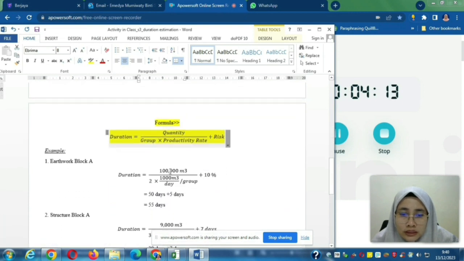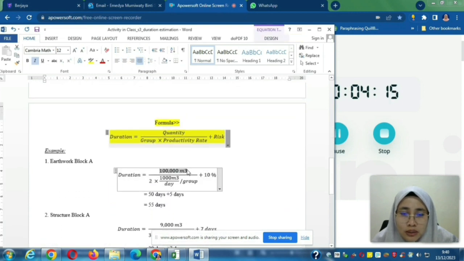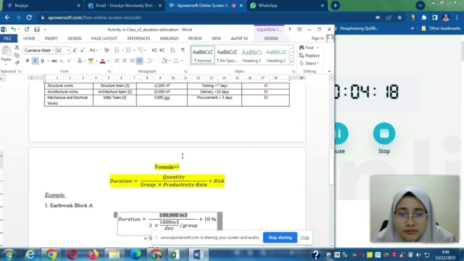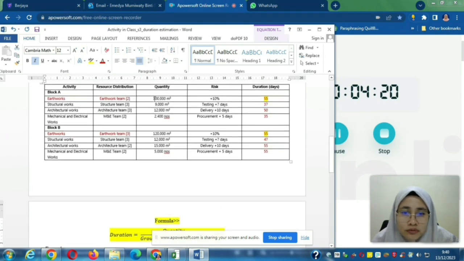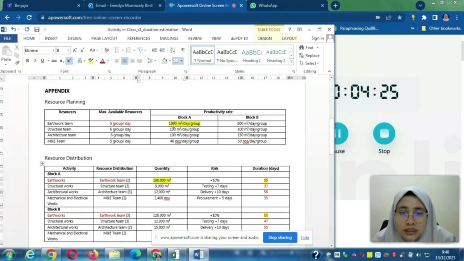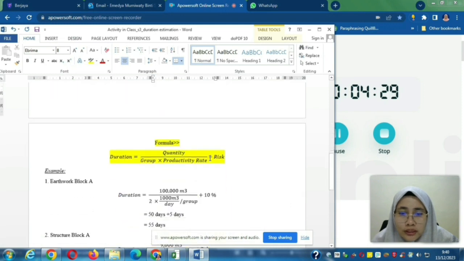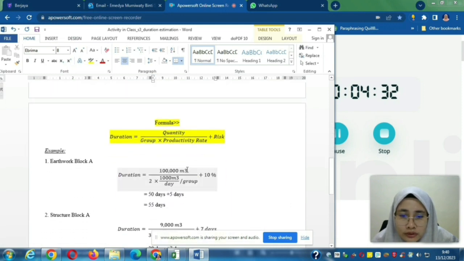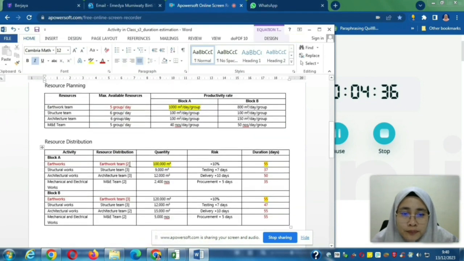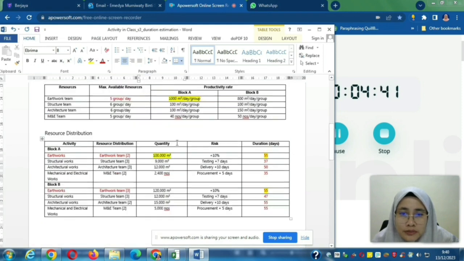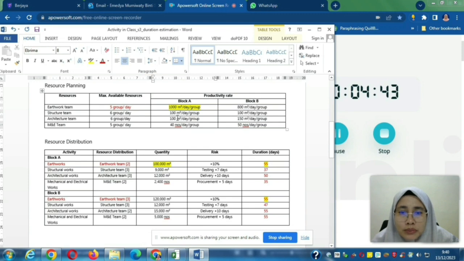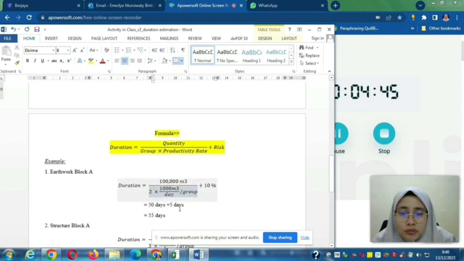The quantity up here is basically the amount of earth that needs to be excavated and compacted. For block A, this is 100,000 meter cube, and this is the productivity rate for each group, which is 1000 for block A. So 100,000 meter cube of earthwork divided by 2 groups for block A, times 1000 meter cube per day, the productivity for block A.